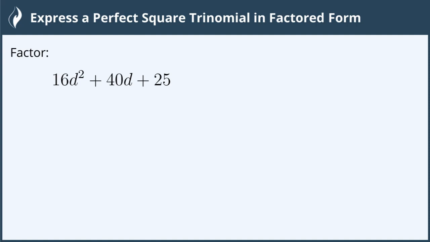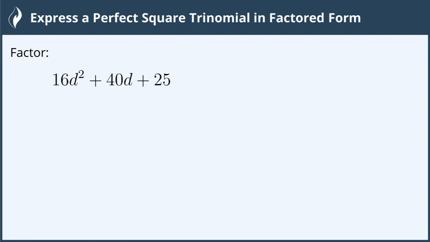Hi, in this video, we're going to express 16d squared plus 40d plus 25 as a perfect square trinomial in factored form. Now, all that sounds really complicated, but really all we're saying is we're going to factor it the same way we factored before. So in this case, we're going to use the AC method.